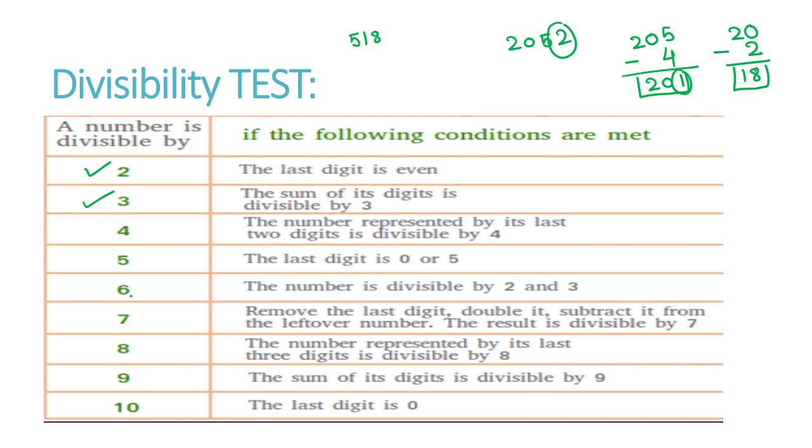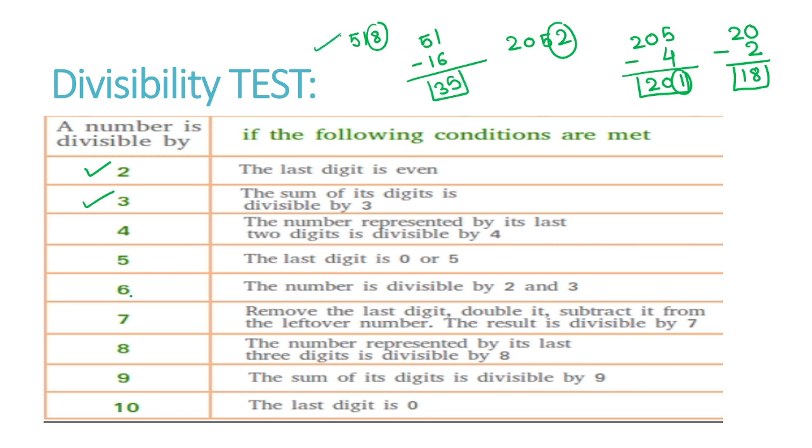Just check whether this number is divisible by 7 or not. You have to check by using the rule. What does the rule tell? Double the last digit. It is nothing but 16. Subtract it from the leftover, that is nothing but 51. What is the difference? The difference is going to be 35, and 35 is divisible by 7, so hence the answer is yes.